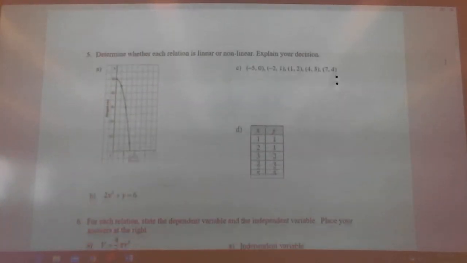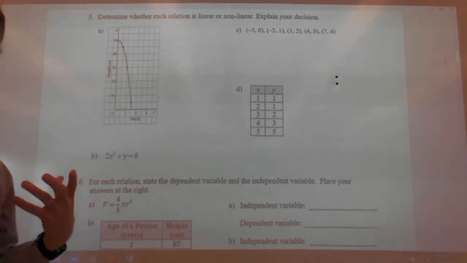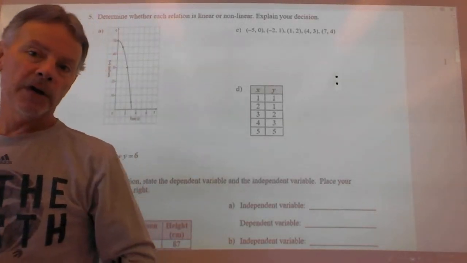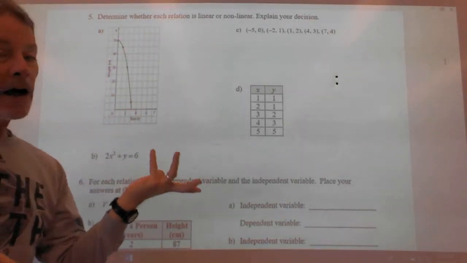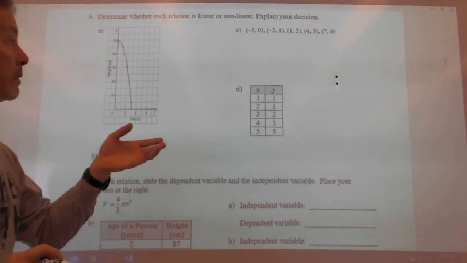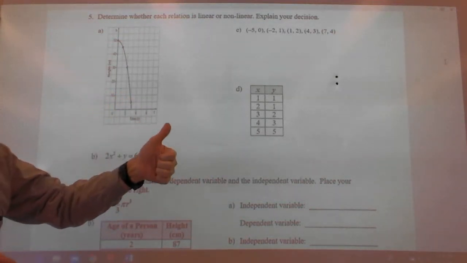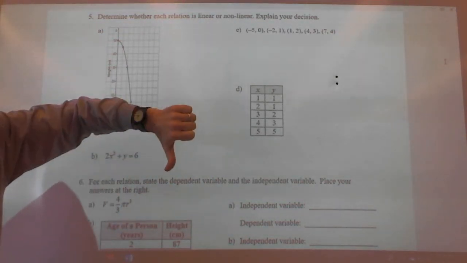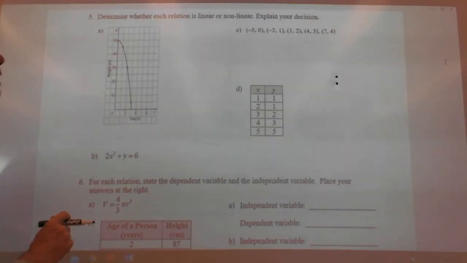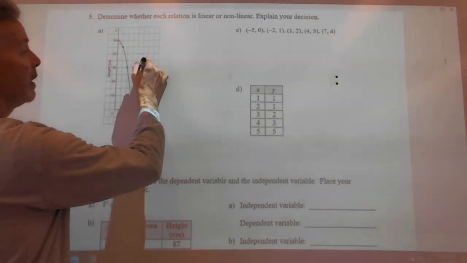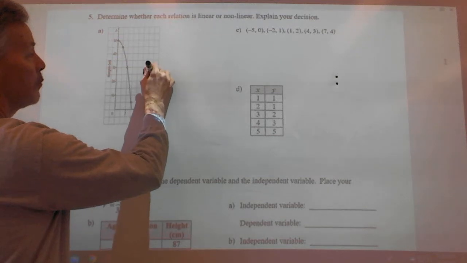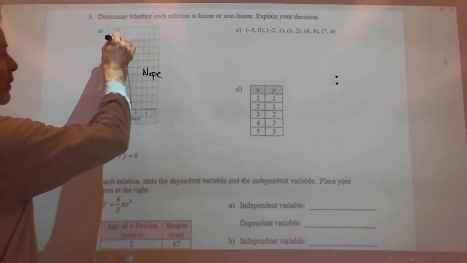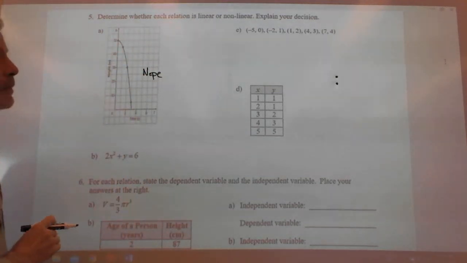The next question is just getting at whether you can identify a linear relation or not. Now, if it's a graph, pretty easy. If it's a straight line, it is linear. If it's a non-straight line, it's not linear. So this one is, nope, not linear, because you can see this line has a curve.